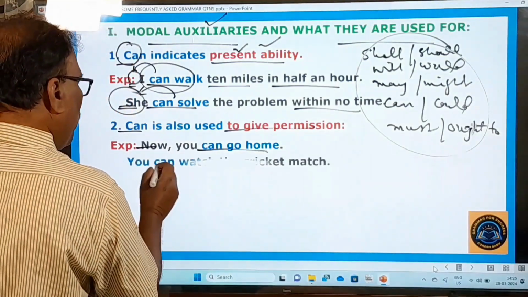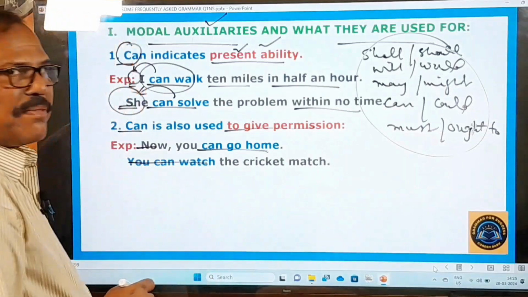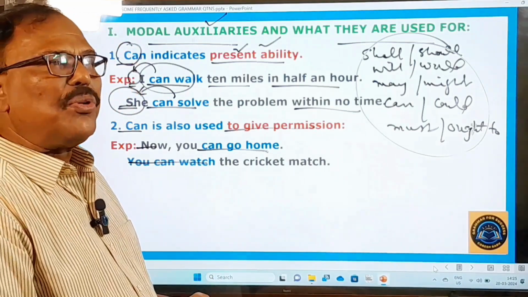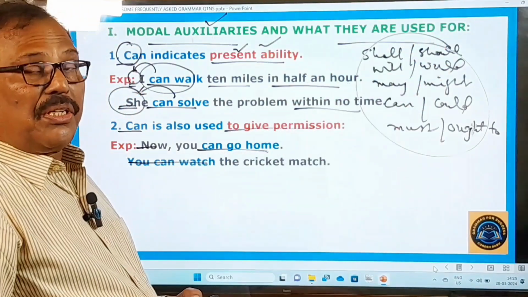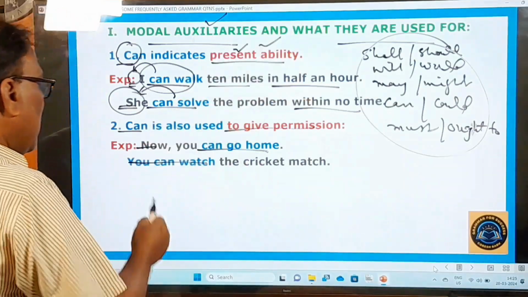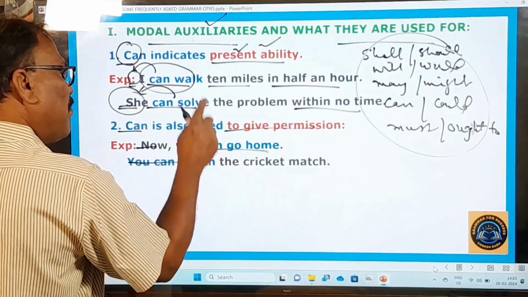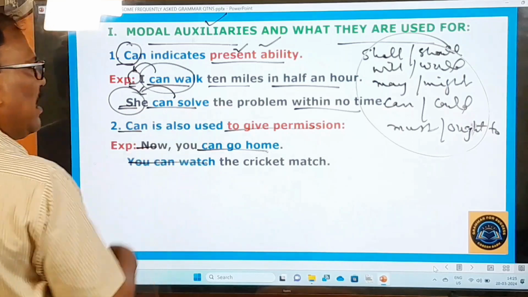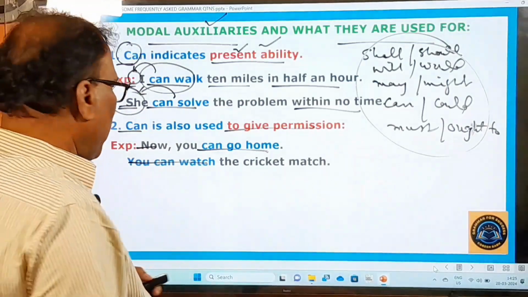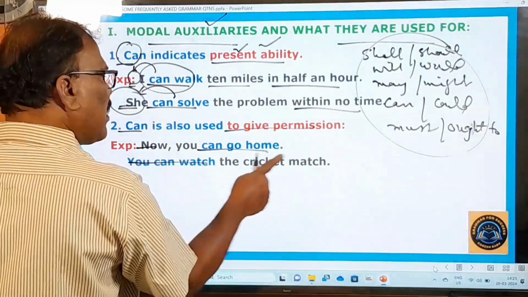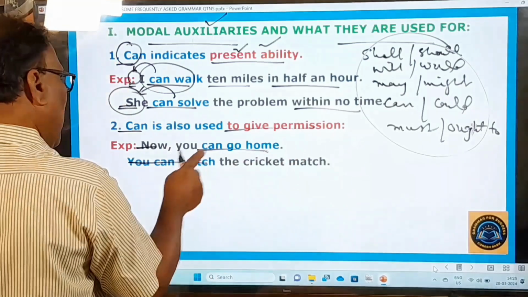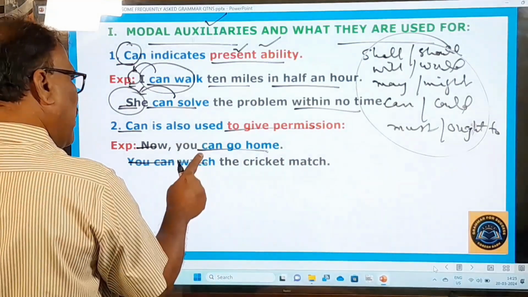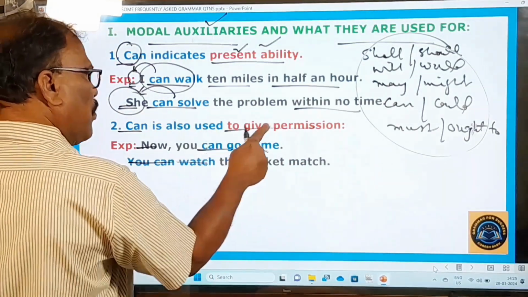And one more example, you can watch the cricket match. Dear children, now you can watch the cricket match. That means these children are being given permission to watch the TV, to watch the cricket match. So in these two examples you can find that can is being used to give permission.